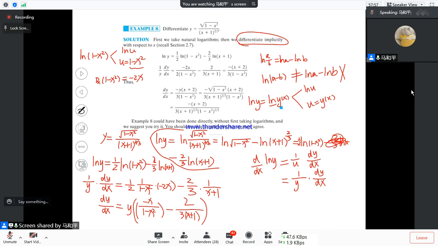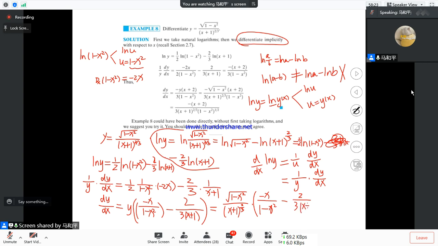And then we have the expression for y. We replace y by the square root of (1 minus x squared) over (x plus 1), times 2 over 3 times minus x (1 minus x squared) minus 2 over 3 (x plus 1) here. And then we simplify it. So I think this is the right answer.